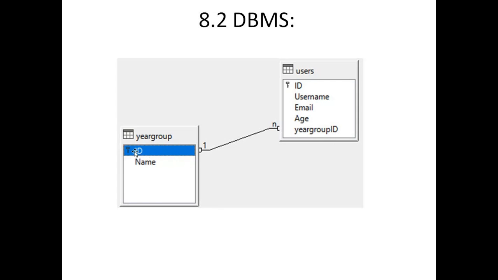And as you can see, ID is the primary key in this table and it is acting as a foreign key over here, year group ID, and as you can see it has a one to many relationship. One ID, year group ID, can have multiple users.